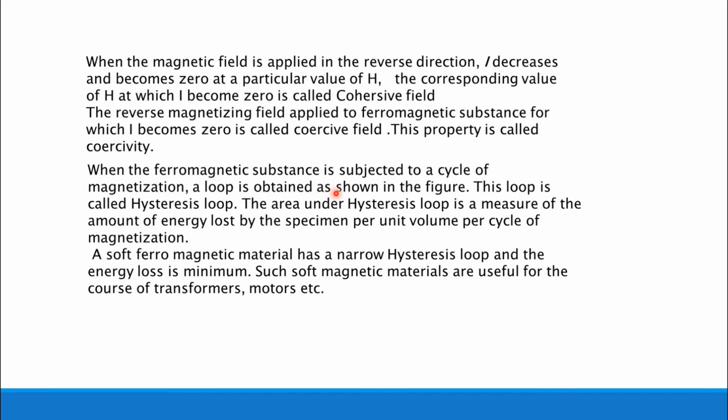When a ferromagnetic substance is subjected to a cycle of magnetization, a loop is obtained as shown in the figure. This loop is called the hysteresis loop. The area under the hysteresis loop is a measure of the amount of energy lost by the specimen per unit volume per cycle of magnetization. A soft ferromagnetic material has a narrow hysteresis loop and the energy loss is minimum. Such soft magnetic materials are useful for the cores of transformers, motors, etc.